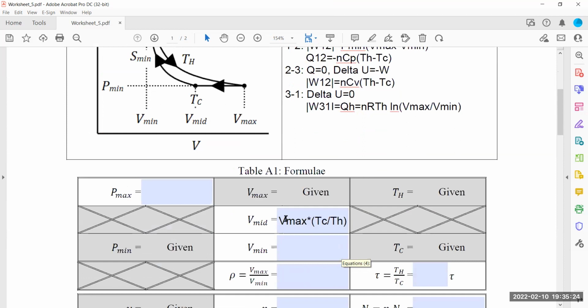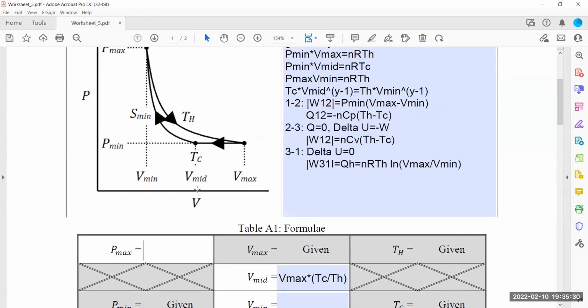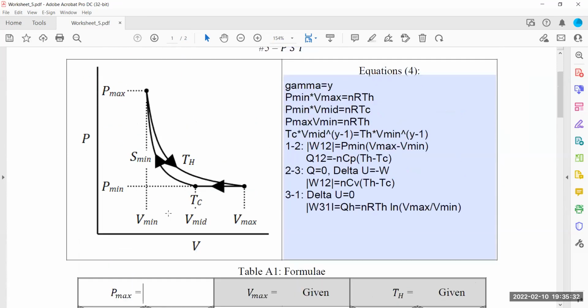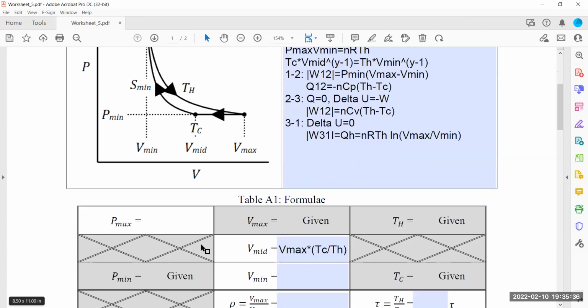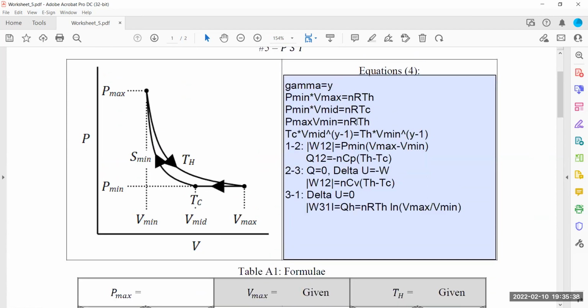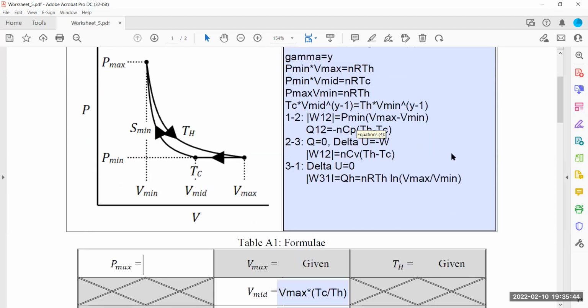Okay. So this is, we don't know, so we found it. We need to find P max, okay? Because that's not known also. P max is not given. So P max times V min is given, but we don't know what nRT_H is. So we can't use that expression to find it, okay? Let's see what else we can do in here.